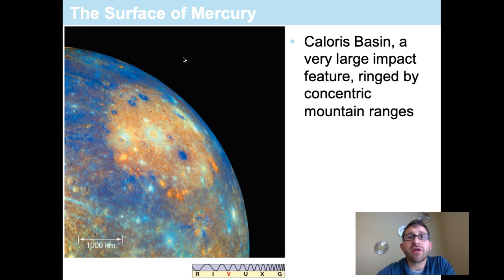Now, the biggest of these impactors is known as the Caloris Basin. The Caloris Basin is a huge impact, and as you can see by the scale of Mercury here, being the curvature of Mercury, you can see the Caloris Basin is representing an enormous portion of this planet. And it's got these concentric mountain ranges that form rings of various different elevations as a result of this very large impact.